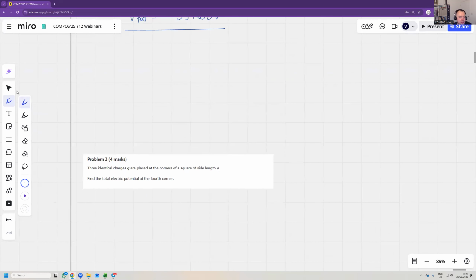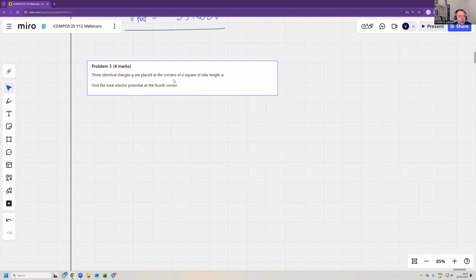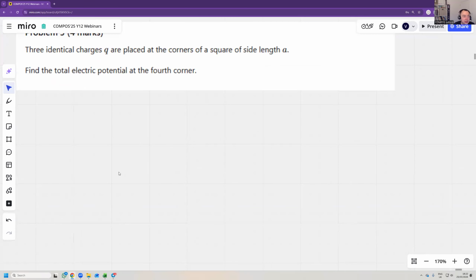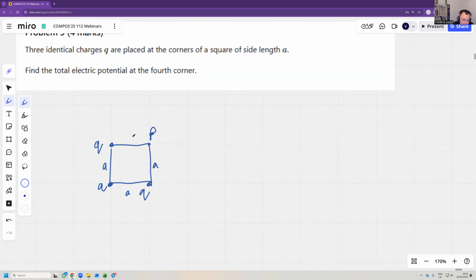Number 3. Three identical charges are placed at the corners of a square of side length L. Find the total electric potential at the fourth corner. So we have four corners, and we need the electric potential at point P. That's the fourth corner. So Q, Q, Q, side length A. So that's A, A, A.